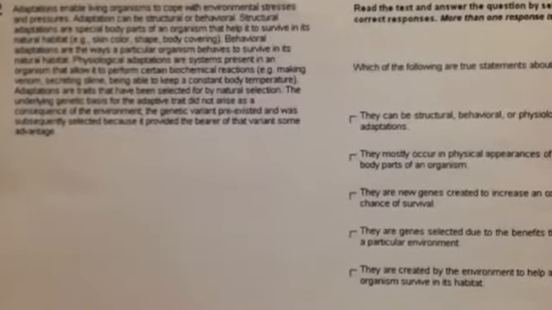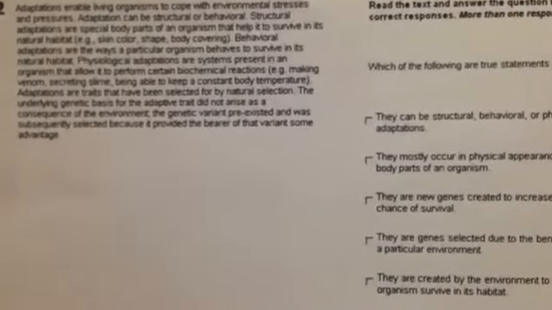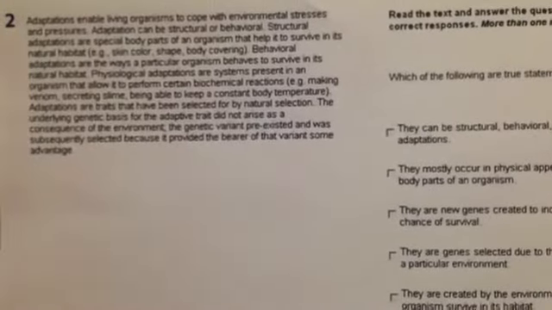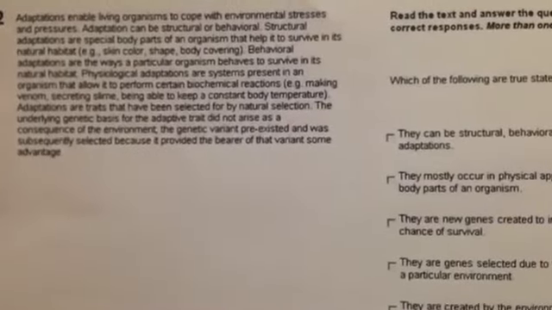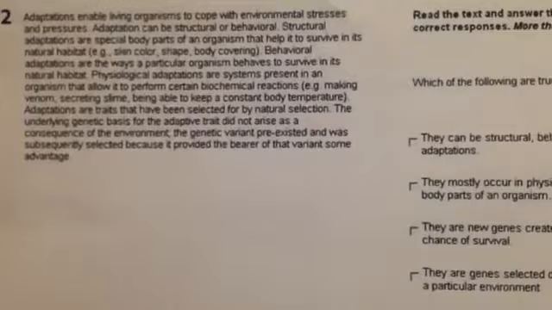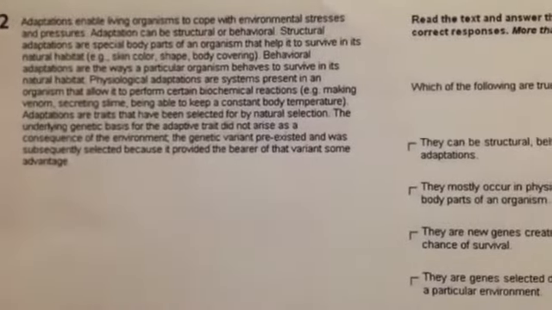The passage reads: Adaptations enable living organisms to cope with environmental stresses and pressures. Adaptation can be structural or behavioral. Structural adaptations are special body parts of an organism that help it to survive in its natural habitat. Example, skin color, shape, body covering. Behavioral adaptations are the ways a particular organism behaves to survive in its natural habitat. Physiological adaptations are systems present in an organism that allow it to perform certain biochemical reactions. Example, making venom, secreting slime, being able to keep a constant body temperature.